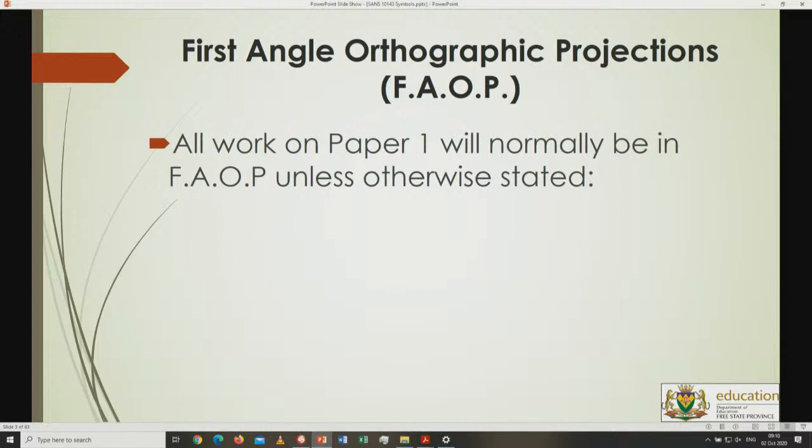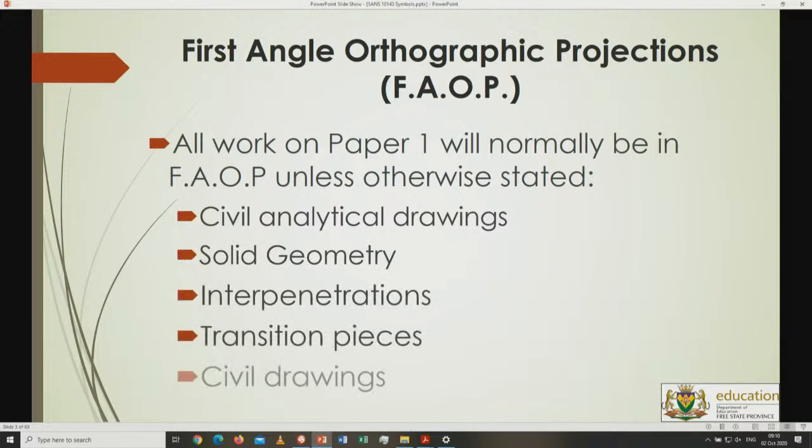And then also in first angle orthographic projection, paper 1 predominantly has civil analytical questions, also civil drawings of what I'm going to explain today, and then also solid geometry, interpenetration, transition pieces, and of course we can argue in terms of perspective drawings. That's something totally different, but yes, that is basically still the case in terms of paper 1.